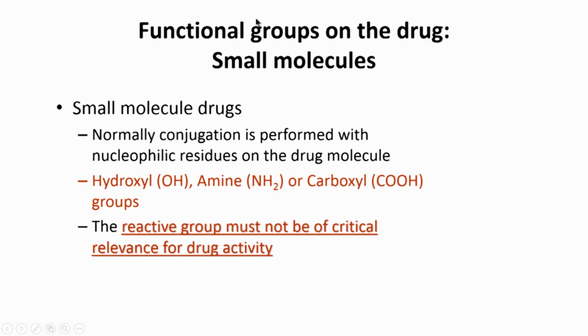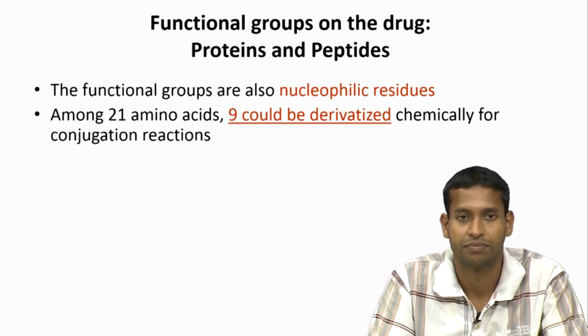So, let us talk about using the functional groups on the small molecule drugs. Typically, conjugation is normally performed using nucleophilic residues. So, they have hydroxyl, amine, carboxyl, which are widely present on most molecules, and we have to make sure that these are not involved in the activity of the drug itself. Since they are small molecules, they do not have many functional groups, and the chances are that some of them might be involved. In that case you can't really use this particular strategy.